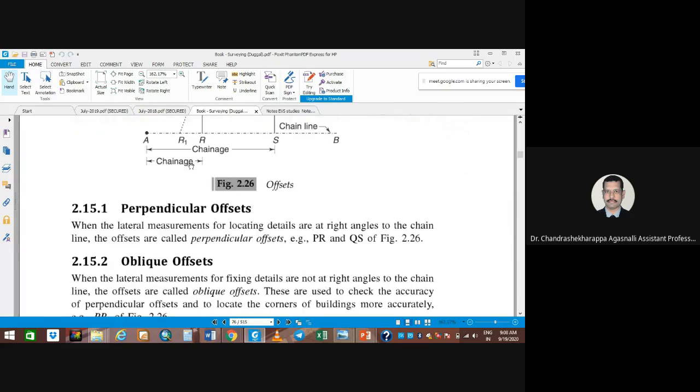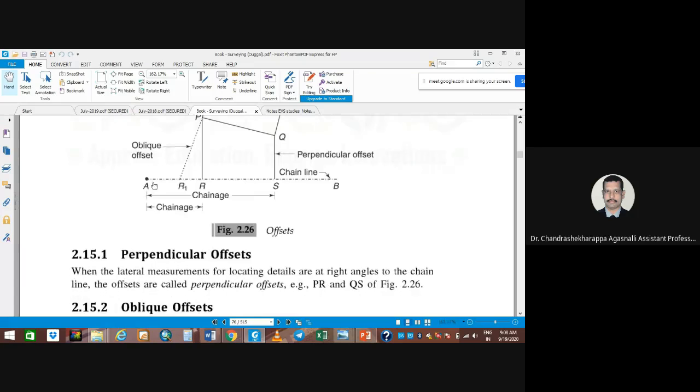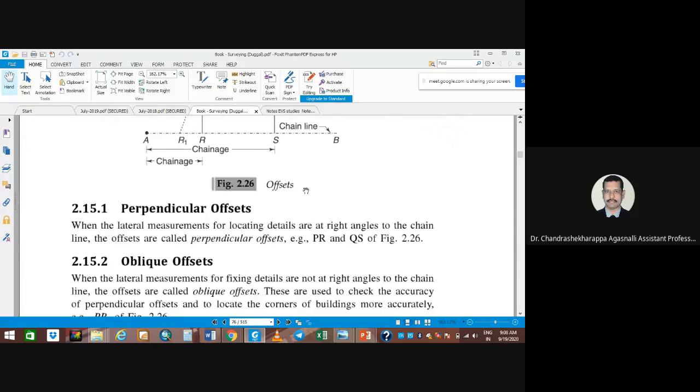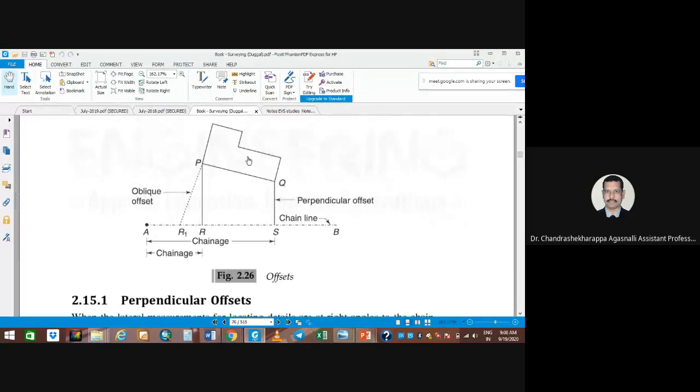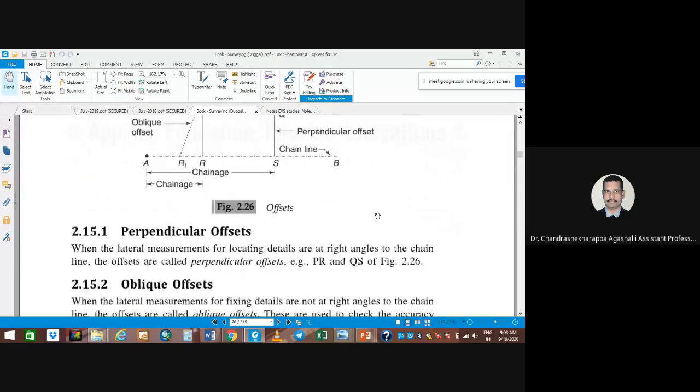This is a chain distance. This is an offset. This is the actual survey line. From here, you are going to take offsets on either side of your survey line, right? To represent that there is a building, a pond, a culvert, a footpath. So when you are surveying a particular line, if there are any features on either side and you want to represent them, you have to take the offset from that point. So that is called your offset.